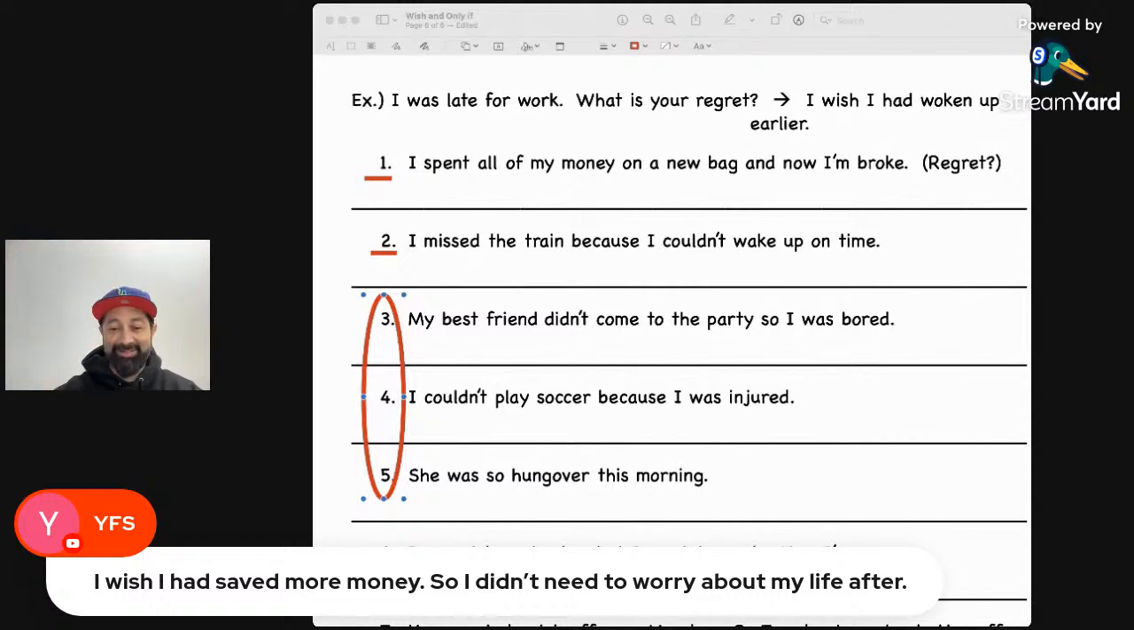Okay, all right. Excellent. I wish I had saved more money when I was younger, maybe, so I didn't need to worry about my life. We don't need after. After is not needed.